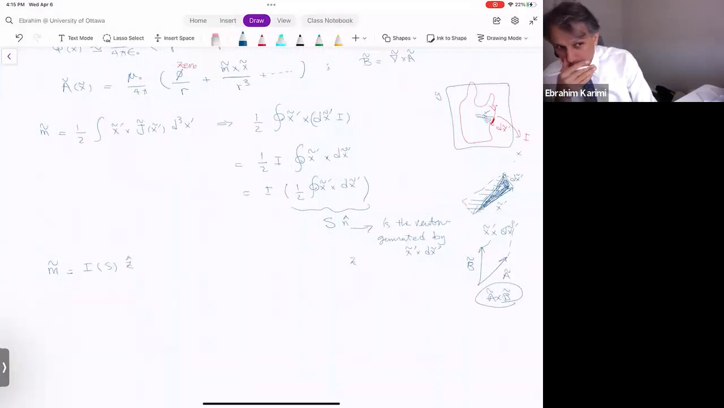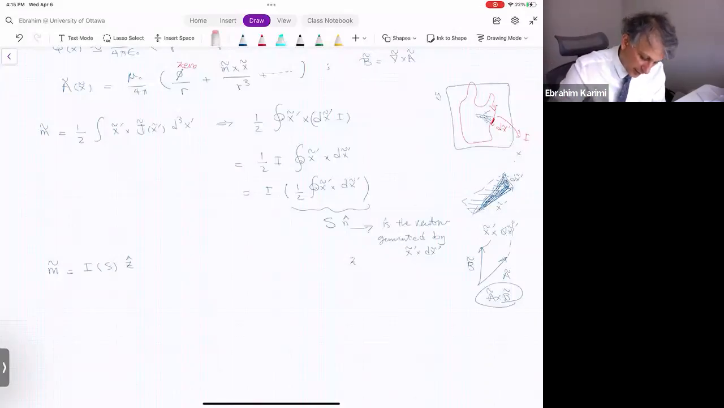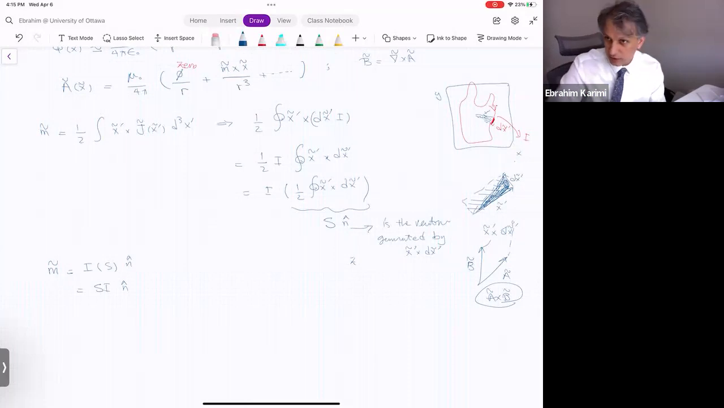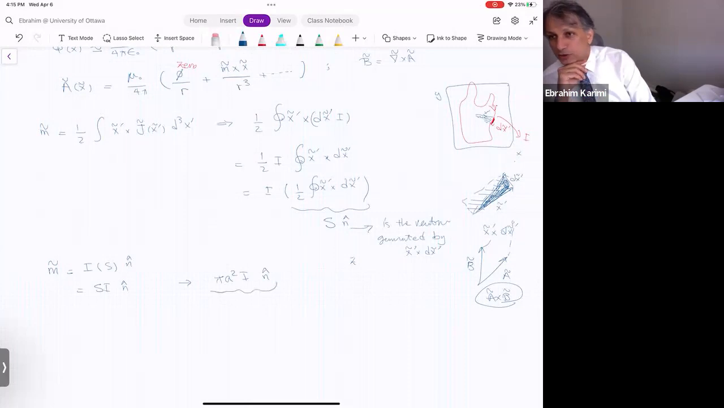Okay. Or let's go with n. So m equals I S n vector. Good. For a circle of radius a, that will be pi a squared I n hat. And that was what we got from the previous lecture for a loop of current. If you had the loop of current, everything was expanded in terms of that, which was indeed a magnetic dipole moment. Is that clear?